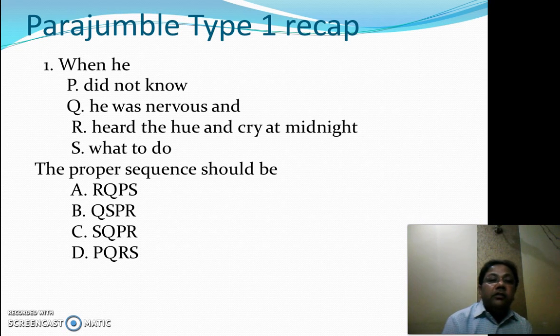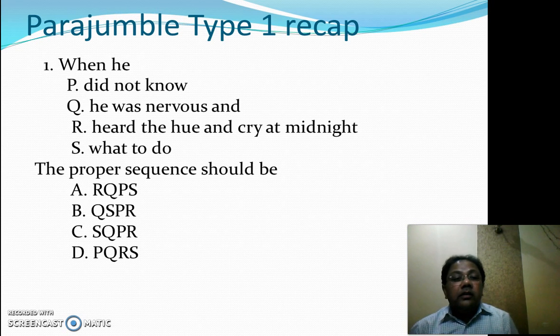So let us analyze it quickly. Let us analyze the first sentence, that is P, "when he did not know." So probably this may be the sentence which follows after the first sentence, "when he." Let us move to the second sentence, Q, "when he was nervous and." Now if you see, this sentence does not make any sense. So Q is ruled out. Let us move to R, "when he heard the hue and cry at midnight." So probably this may be a possibility.